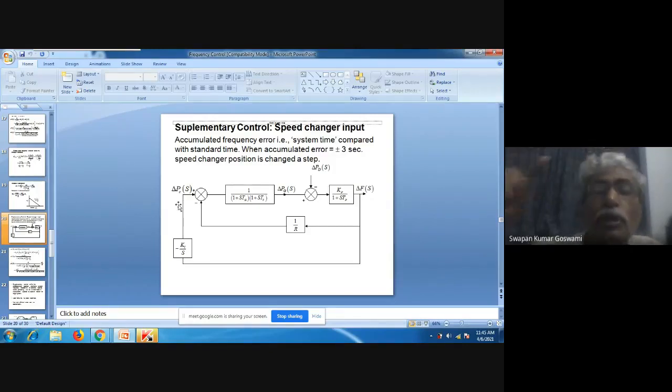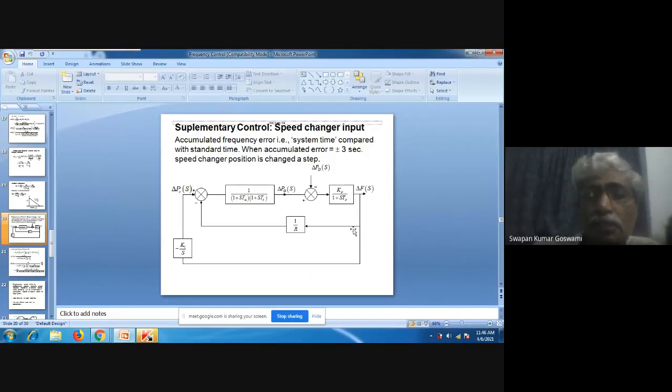So here also, the speed changer input has to be an integral control. How that integral control will be implemented, we will discuss. But through the speed changer, another control input is necessary, and that control is called the supplementary control, or sometimes the secondary control, because the inner loop represents the primary control. The outer loop is called the secondary control, or supplementary control, additional, that's why supplementary.